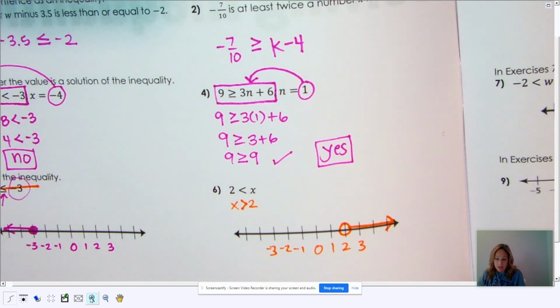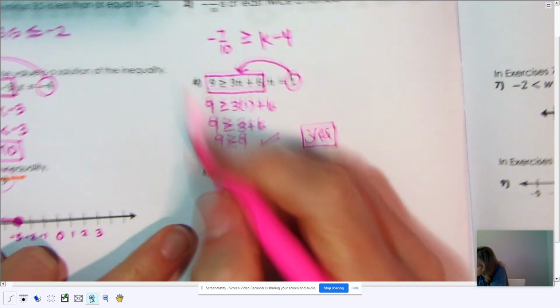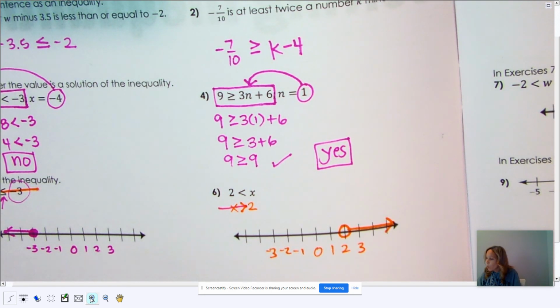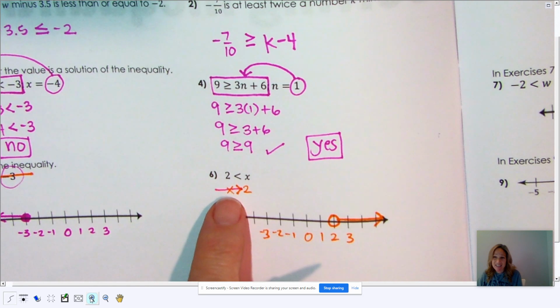So that's it. Again, you could use that same secret shortcut by doing this, and that would tell you what direction it goes. That only works because the x is first.